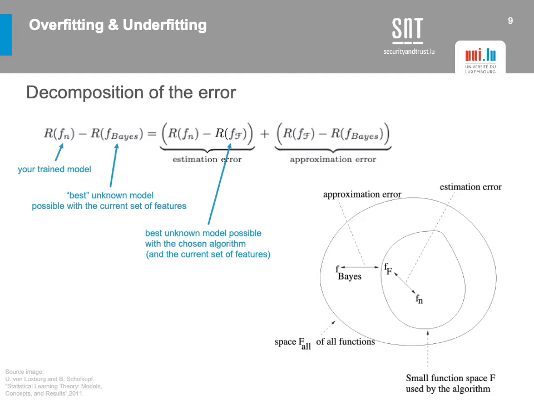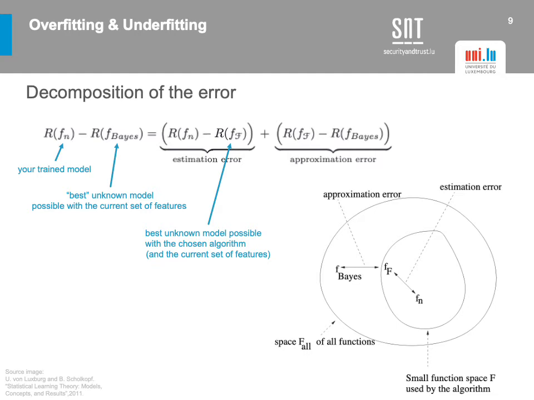One important thing in machine learning is called overfitting and underfitting. But before going into that much detail, let's study the decomposition of the error. So in the equation here, you have different types of F, so different types of classifiers. Let's just review them for the moment. So Fn is the trained model that you have. You train your model on the data and you have one model. This is really the model that you can access.